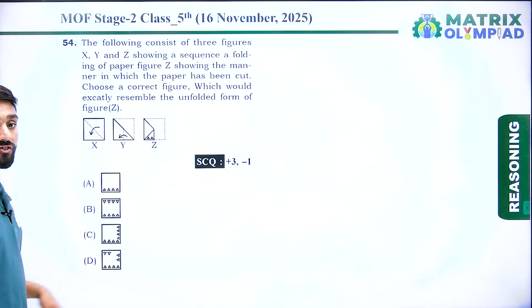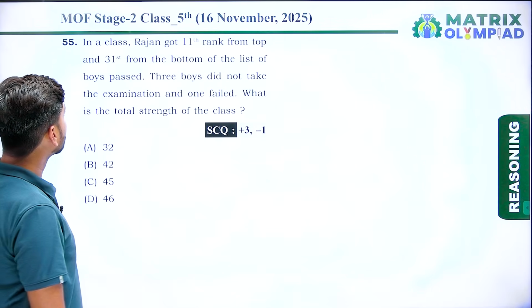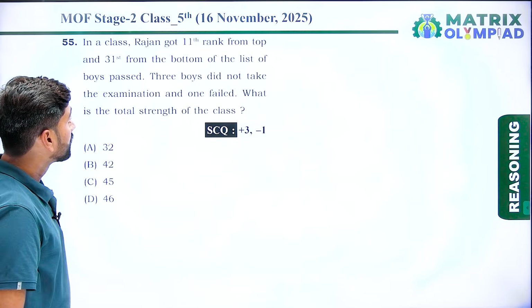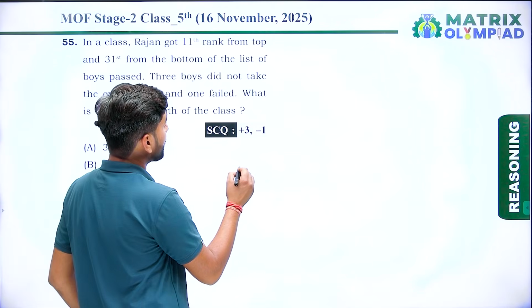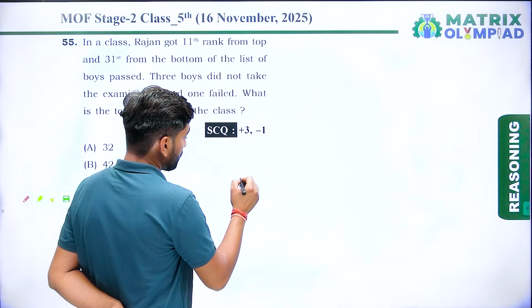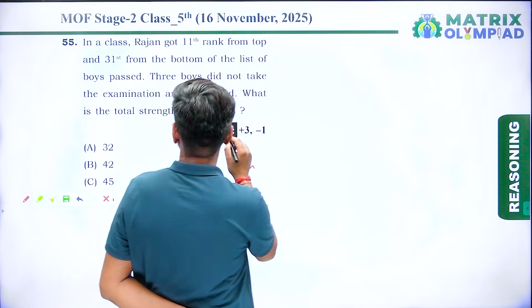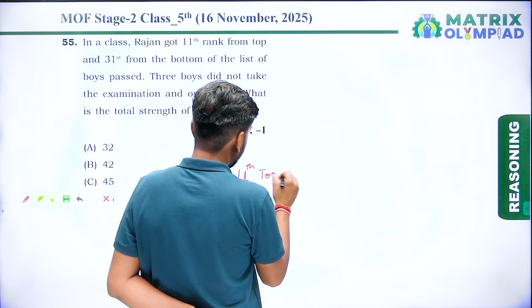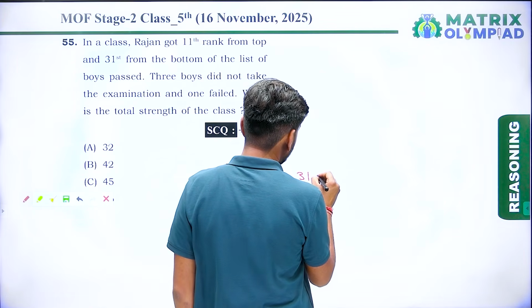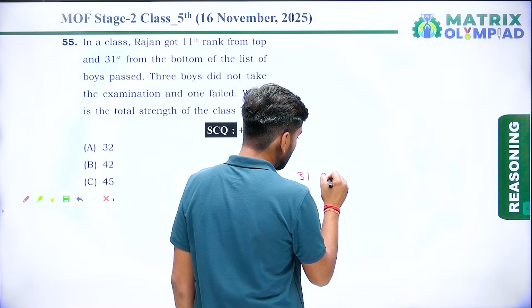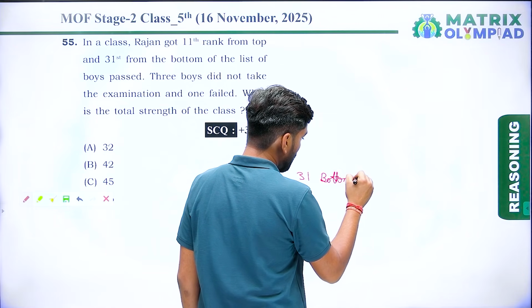So now let's move to the next question. In the next question it is stating that Rajan got 11th rank from the top, 11th from the top, and got 31st rank from the bottom, 31st from the bottom.